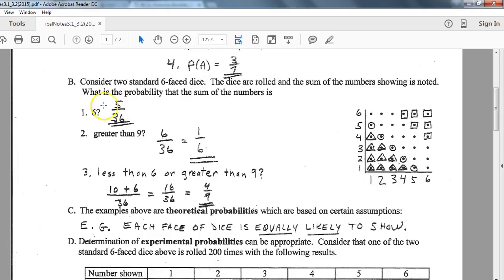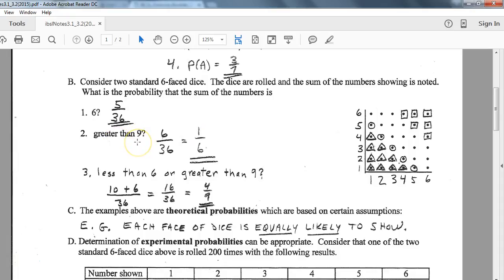So if we said, what's the probability that you get a sum of 6? Well, the circles represent the sums of 6. Right here, that would be a 5 and a 1. Of course, those add up to 6. A 4 and a 2, 3 and a 3, 2 and 4, and 1 and 5. And so those are the 5 cases out of the 36 that could have a sum of 6.